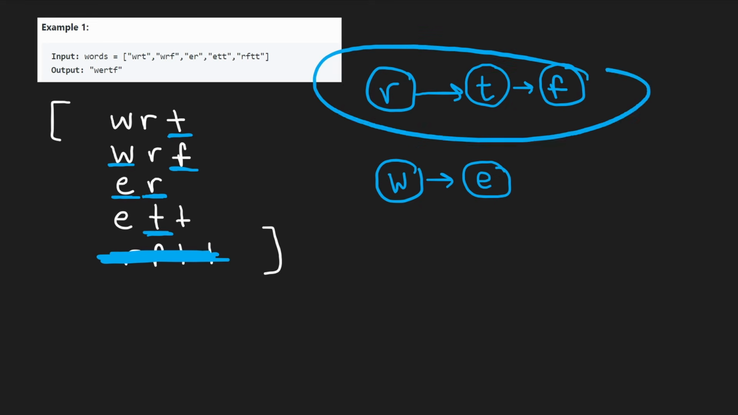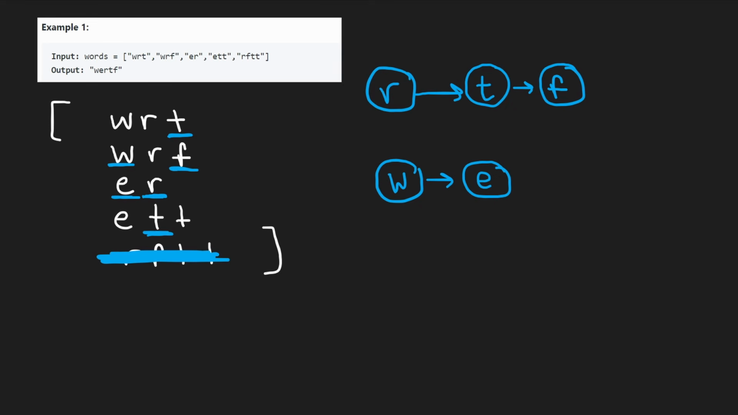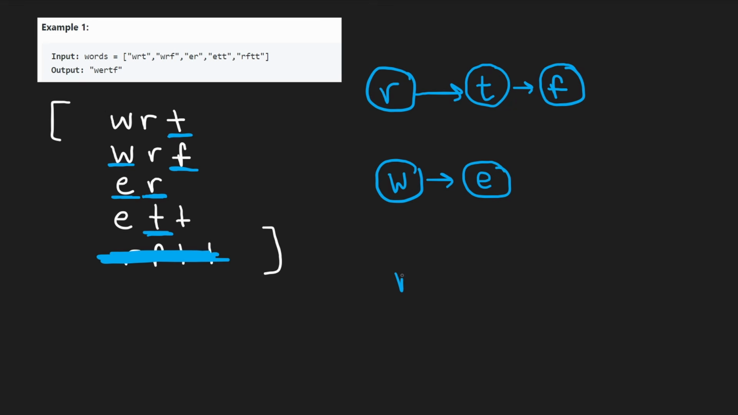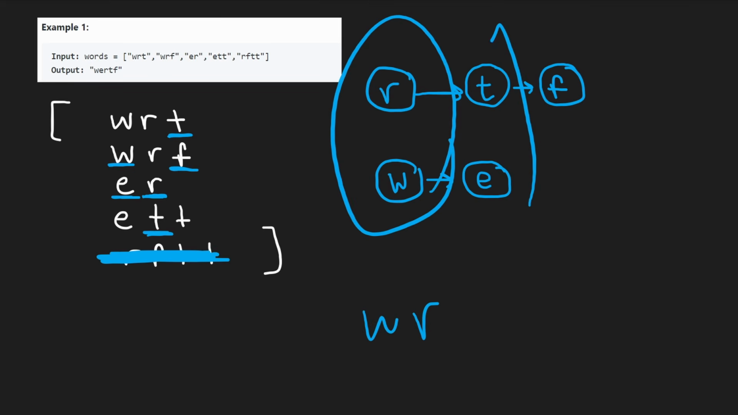We have two separate graphs, right? But there's no contradiction here. It's just that now we have multiple solutions. So we could say, okay, the relative order is either W, E, R, T, F, right? Basically going through this and then doing this one. Or we could even do it in the opposite order, R, T, F, W, E, right? That's one way. Or we could even do a breadth first search approach, right? Put these two first, W R, then put these two, E T, and then put F, right?